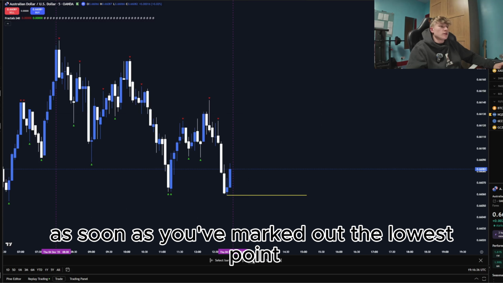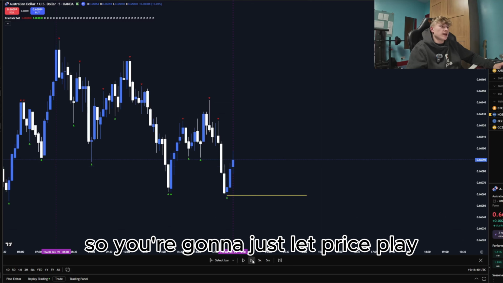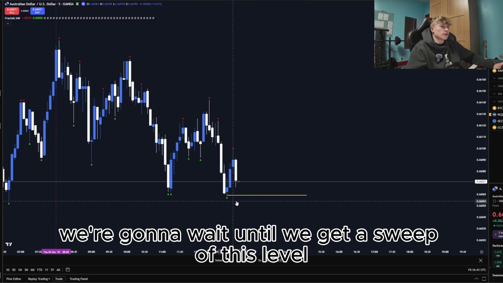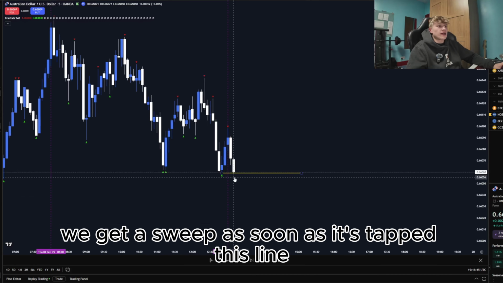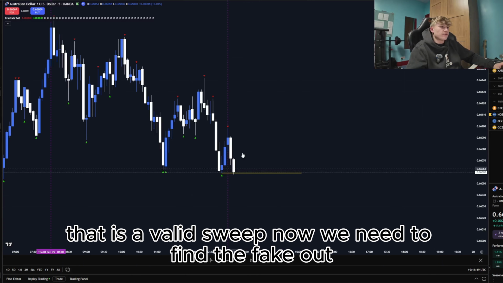As soon as you've marked out the lowest point in London session, we now just need to wait until we get a sweep. So you're going to just let price play and just see what happens. We're going to wait until we get a sweep of this level. And you can see right here we get a sweep. As soon as it's tapped this line, even if it's level, if it's tapped it and the alert goes off, that is a valid sweep.